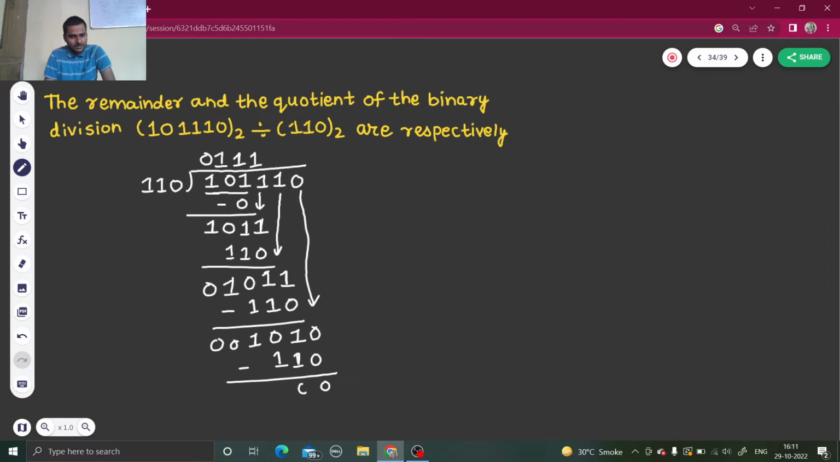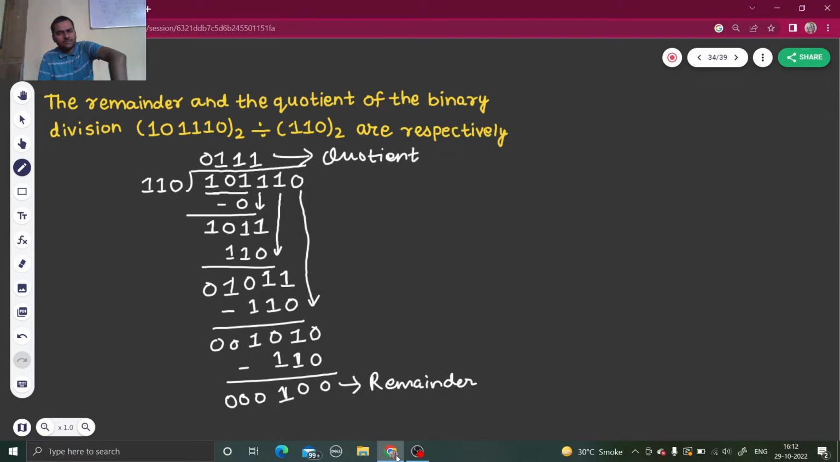So 0, 1 minus 1 is 0. Again, 2 minus 1 is 1 and the rest are all 0. So I am getting 100, and because 100 is smaller than 110, this will obviously be our remainder. And this will be our quotient, because the remainder is always smaller than the divisor. This one is your divisor, and this one was your dividend.